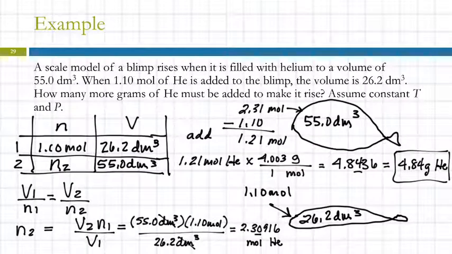Yeah. So 2.31 is the amount of helium that needs to be in there at the end. It tells me I already have 1.1 moles. And the question's saying, what mass do you have to add? So if I take what I want to have and I subtract what's already in there, that gives me the amount in moles that I need to add. And then I convert that to grams. Any other questions?